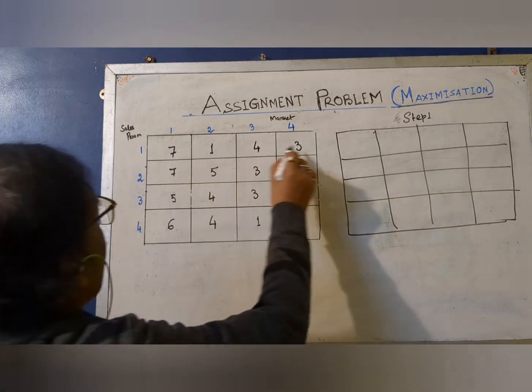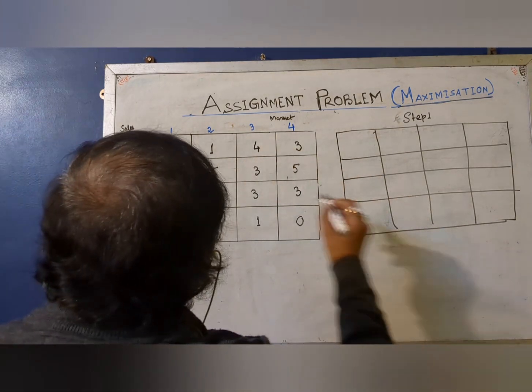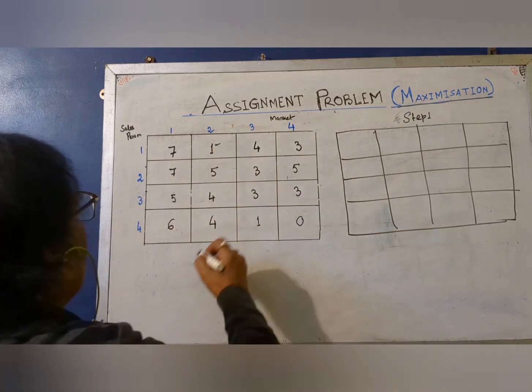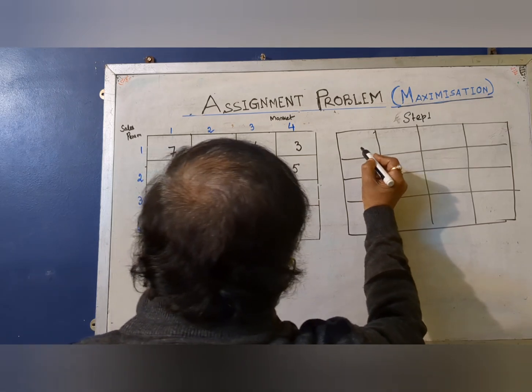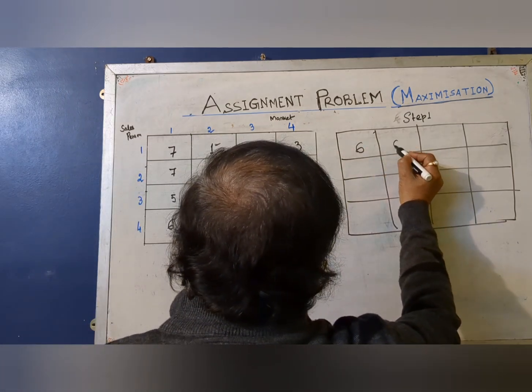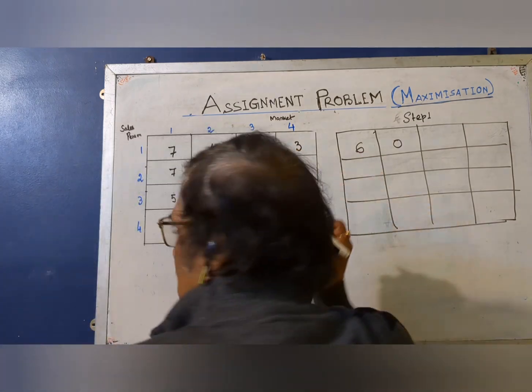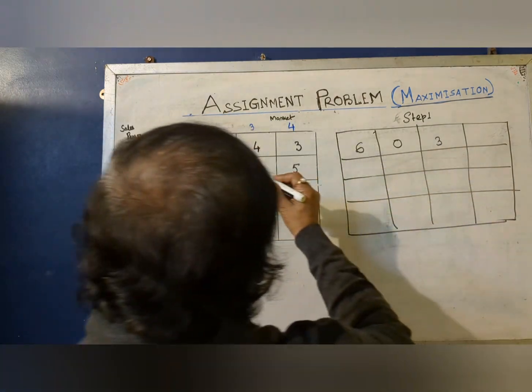Find out the lowest element for the first row and subtract it from all other elements. In this case, the lowest element is 1. That's why 1 is to be subtracted from all other elements. 7 minus 1, this is step 1 of the Hungarian method, is 6. 1 minus 1 is 0. Then 4 minus 1 is 3.